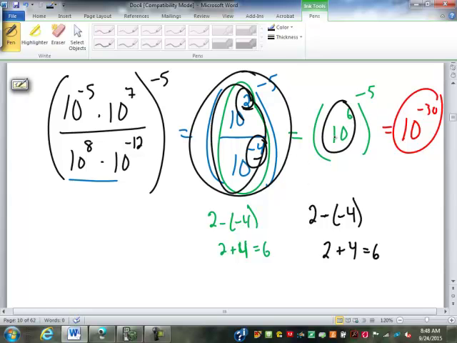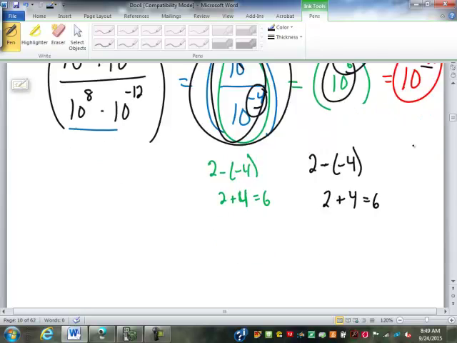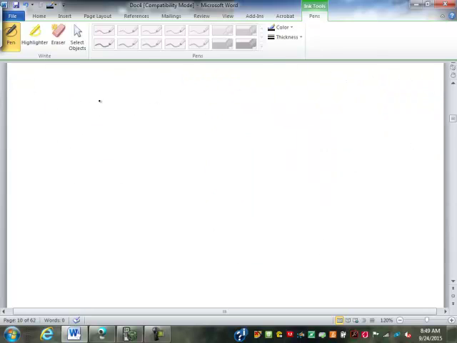So now you still have 10 to the 6th to the power of negative 5. And when you have a power to another power, you just multiply those two. So 6 times negative 5 is negative 30. Make any sense? I think it's just going to take some time to soak in. Okay. Let's give you another one to try in your notes.